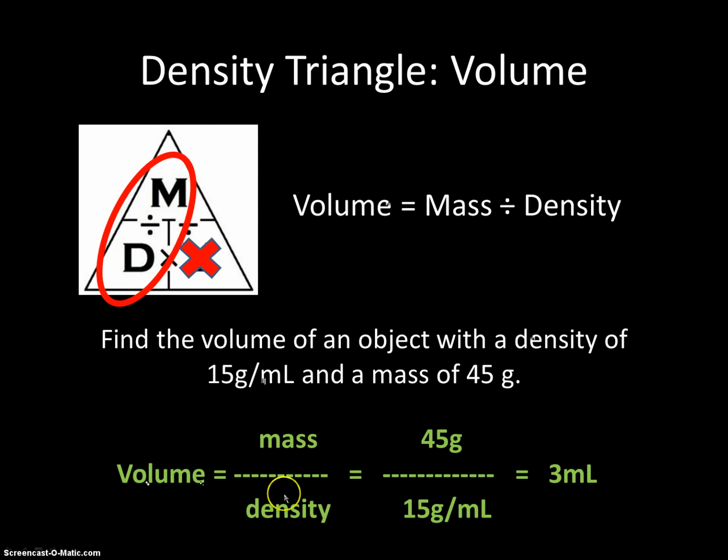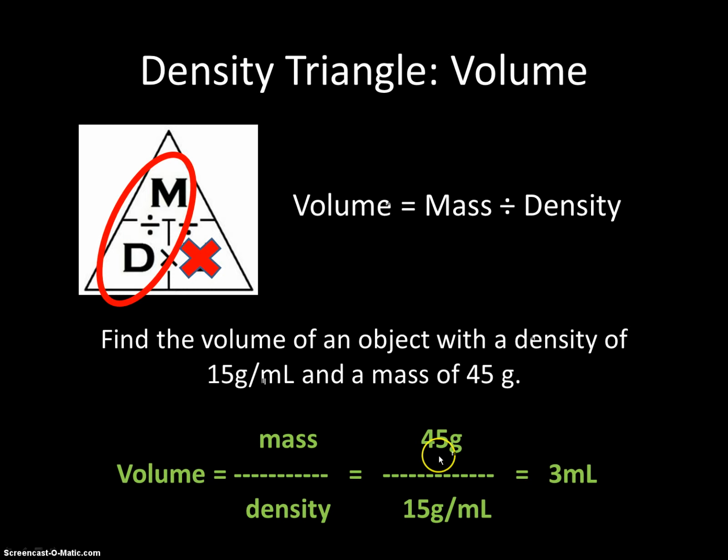We have volume equals mass over density, or mass divided by density, and that is equal to 45 grams over 15 grams per milliliter. And because we have similar units again in our equation, we get to cancel those out. So we'll cancel out the G and the G, cancel those grams out, and that leaves us with milliliters. So 45 divided by 15 is 3, and what we'll have left after we cancel out the grams is milliliters only. So we end up with 3 milliliters as our answer.